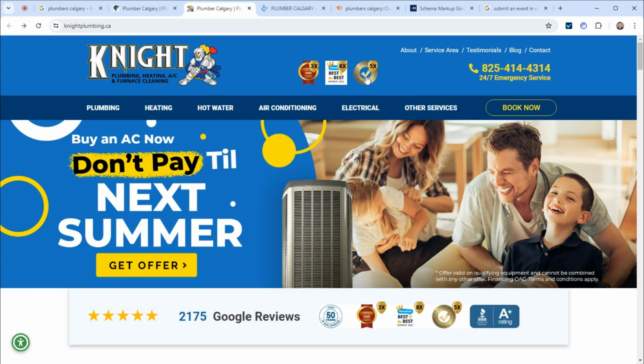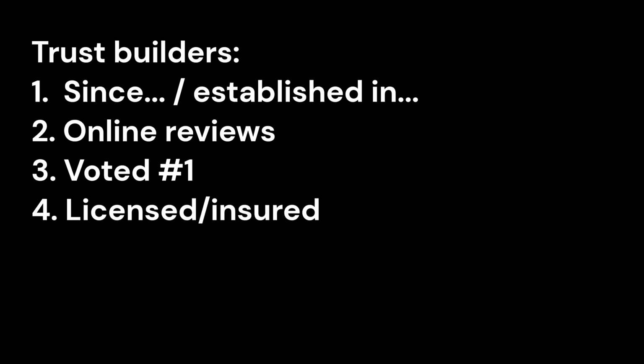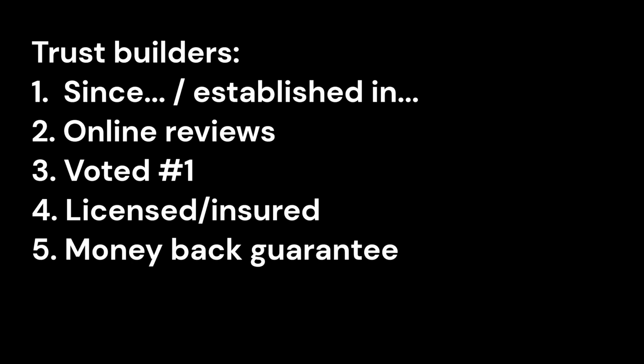First of all, it's all these badges. They continue here. We show that we have so many reviews and they're 5-star reviews. So that would be considered a trust builder. Another example would be saying that, hey, we operate since, or we were established in. We have online reviews. We were voted #1. We are licensed and insured. Another example of a trust builder would be money back guarantee.